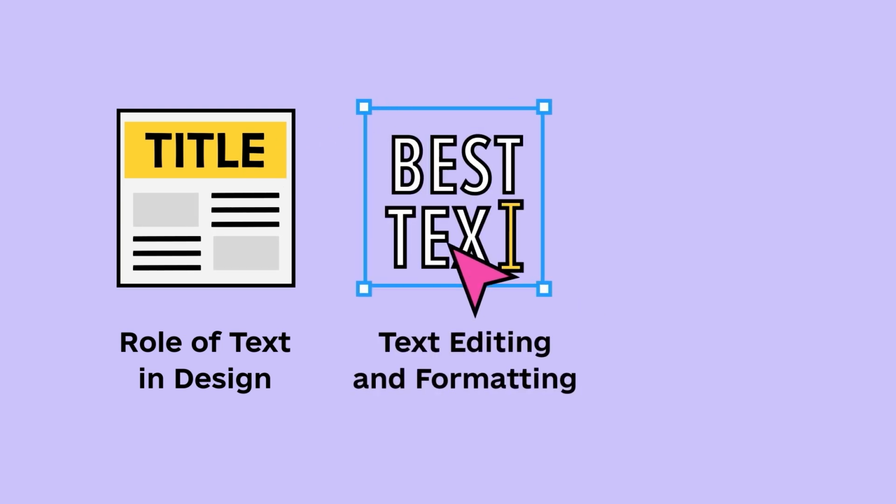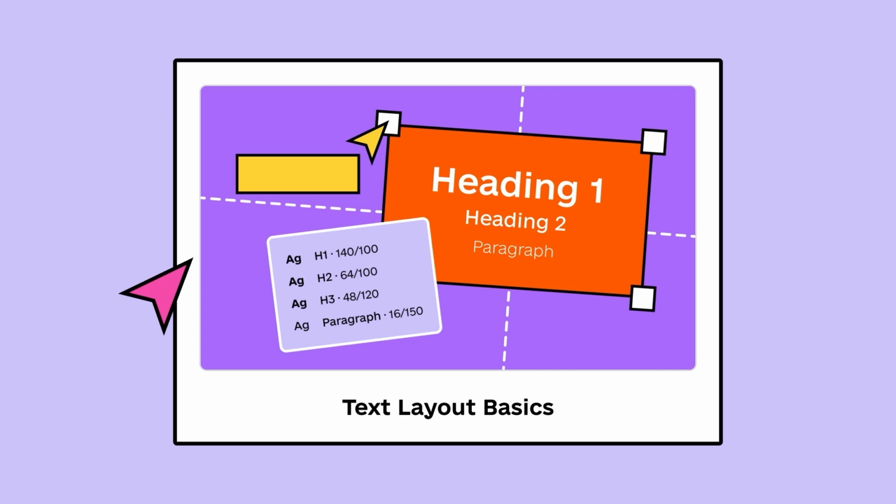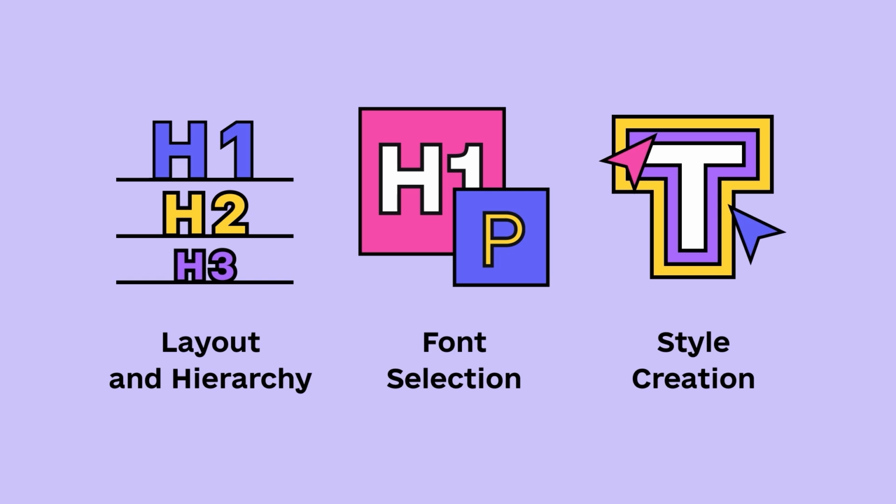So this masterclass covered the key tools for working with text in Figma. We explored how text plays a role in design, got comfortable adding, editing, and formatting text, and even figured out how to add new fonts to the editor. Get ready to dive deeper in the next module. We'll look at layout and hierarchy in text, learn the essentials of font selection, and create styles. See you next time.